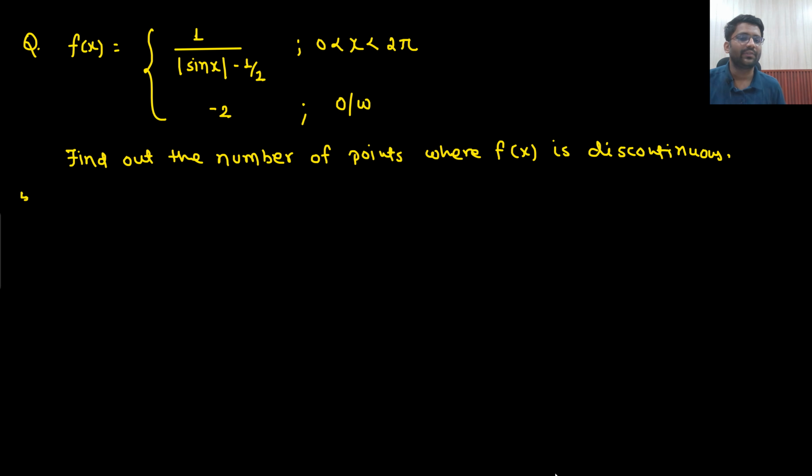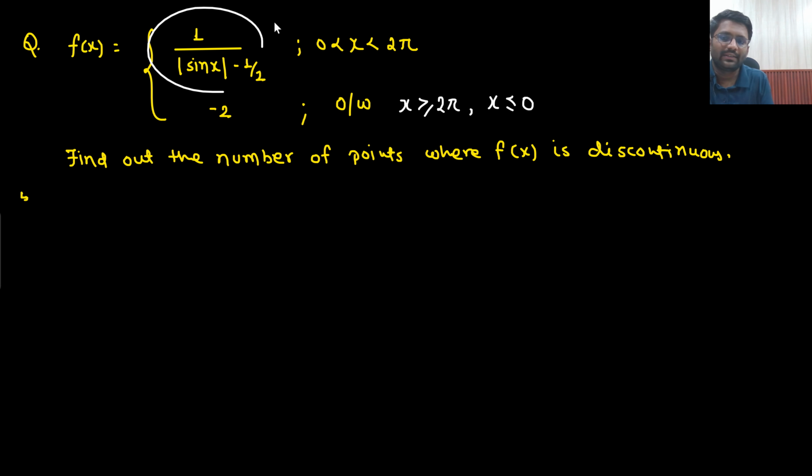Find out all the points where your function is discontinuous. Okay, all the points you need to find out where your function is discontinuous. What is this OW? This is otherwise. Otherwise means if your x is greater than or equal to 2 pi or x is less than or equal to 0, then the value is minus 2. And if x is between 0 to 2 pi, then this is the value.